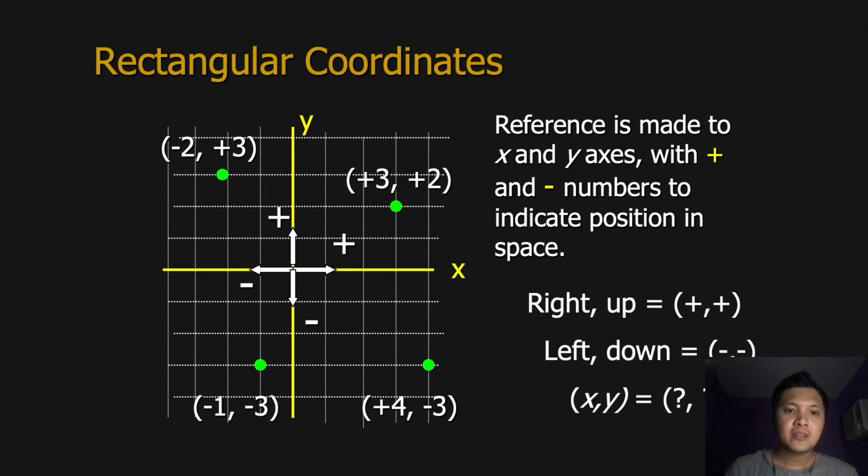So for example, this is positive 3, positive 2. Which means it is 3 units away from the origin on the positive x-axis, while it is 2 units up on the positive y-axis. While this one is negative 2, 3, which is negative 2 units away from the origin on the negative x-axis, while it is 3 units up on the positive y-axis, and so on.